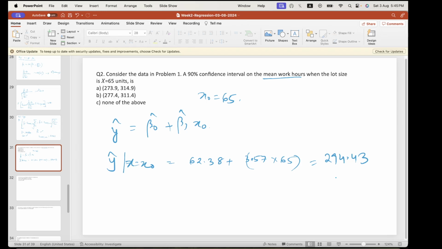Now we have to find a confidence interval for predicted mean work hours when lot size is x equal to 65 units. So essentially what we need is we have to find out this expectation of y given x equal to x naught and the confidence interval for this one. Okay, so this thing we have found out, expectation of y given x equal to x naught.